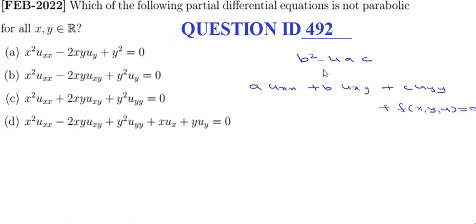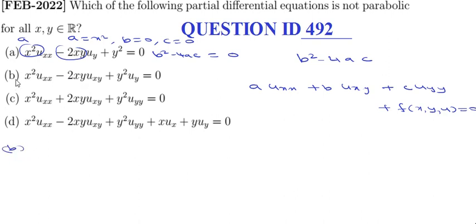So from each of the equations we need to find b square minus 4ac. So here this is a and this is b. Okay, here there are no second order derivatives, so there is only a. That means here a equal to x square, b equal to 0 and c equal to 0. So b square minus 4ac equal to 0. Therefore this is a parabolic equation.